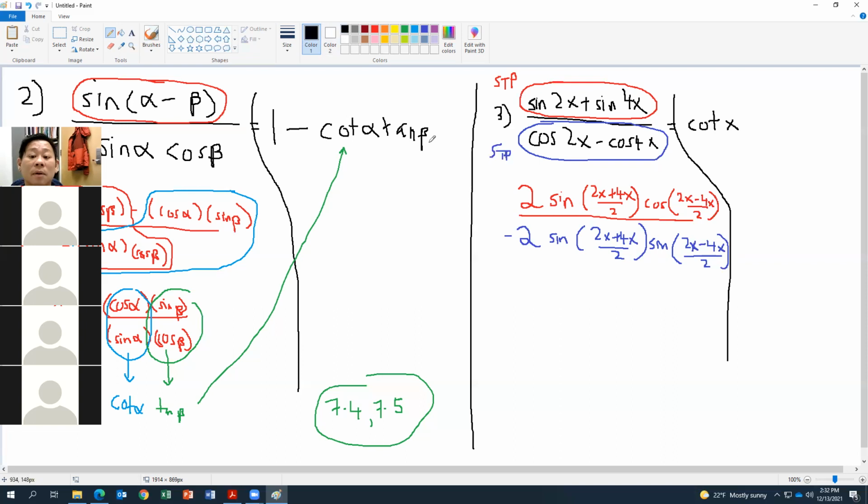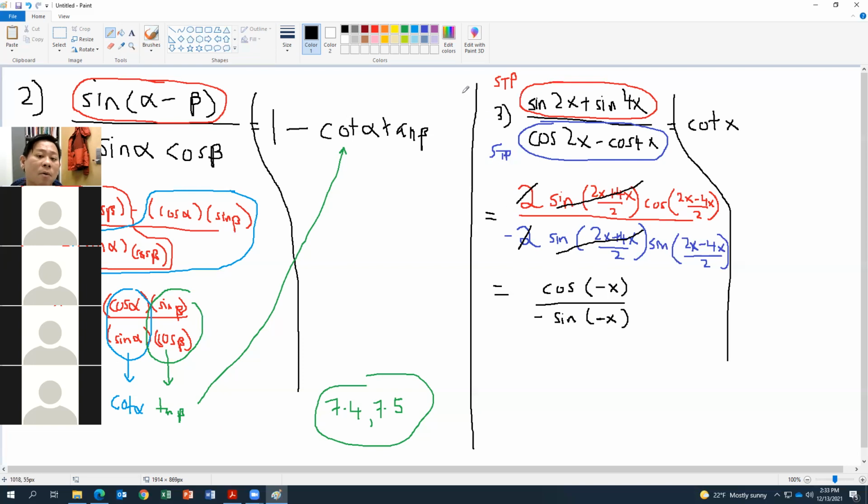Now what can we cancel here? The 2 can be canceled. The sine of 2x plus 4x over 2 can be canceled. So what you are left with in this case is cosine of what? Can someone do some math inside here? Okay, we still have a negative down here. Negative x. So you get cosine of -x and sine of -x, right?